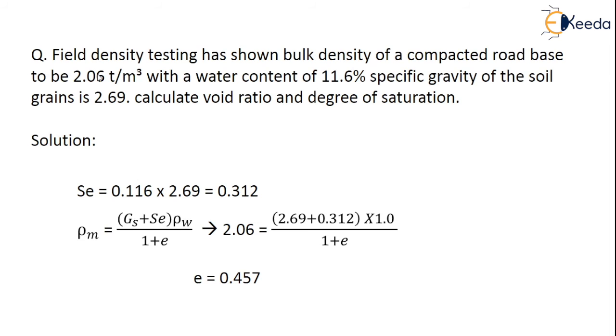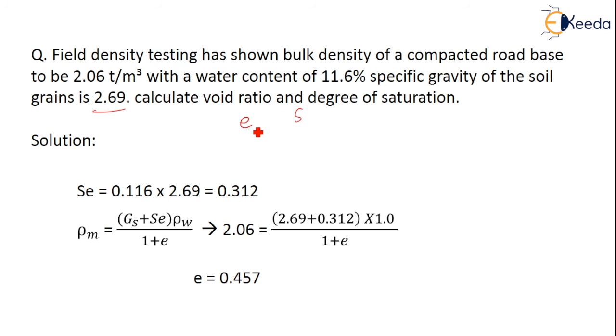Coming to the next problem, field density testing has been done and the bulk density of a compacted road base is given, that is ρm 2.06 ton per meter cube with a water content of 11.6. Specific gravity of soil is taken as 2.6, and we have to calculate e and degree of saturation.